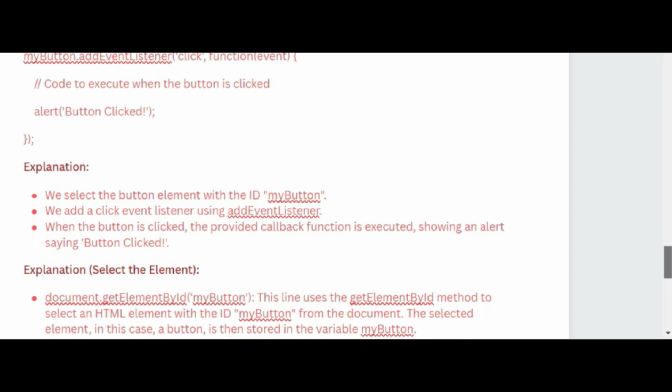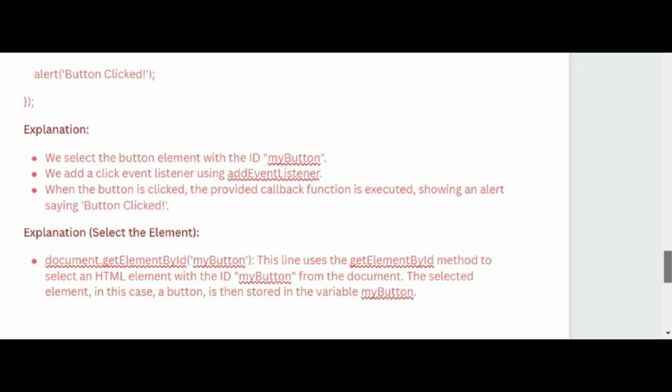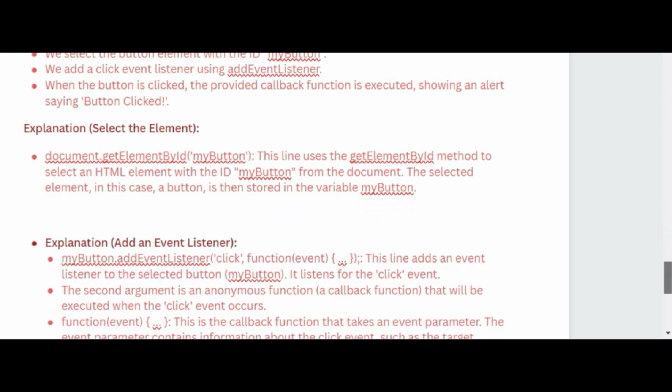So the explanation: we select the button element with the ID myButton. We add a click event listener using addEventListener. When the button is clicked, the provided callback function is executed, showing an alert saying Button clicked, right? So document.getElementById('myButton'): this line uses the getElementById method to select an HTML element with the id myButton from the document. The selected element, in this case a button, is then stored in the variable myButton.